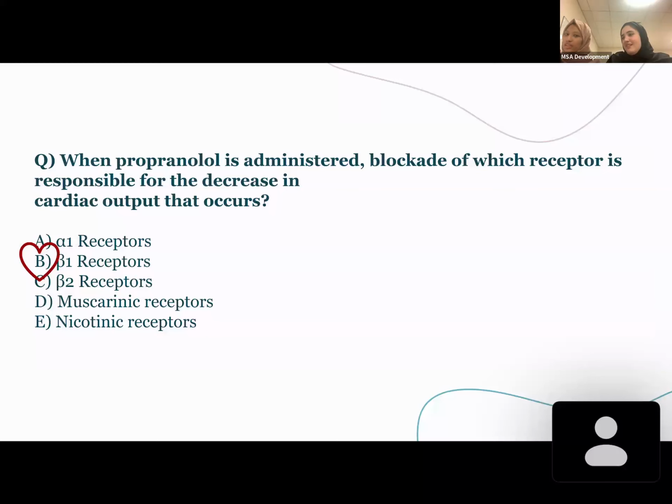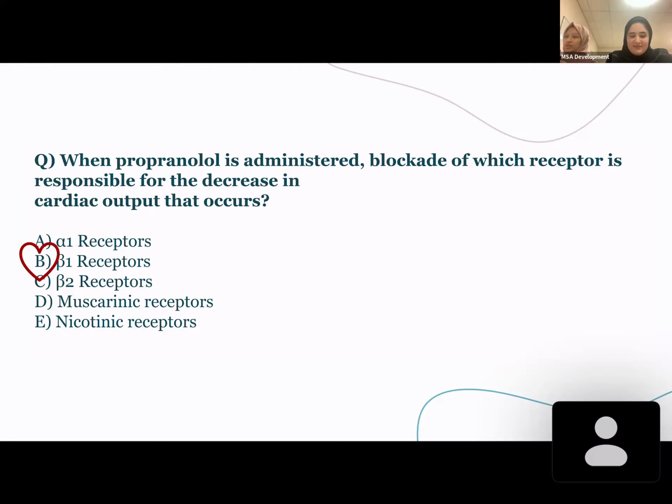again? B1 is for the heart, and if you're blocking it, it decreases the cardiac output. Alpha 1 is usually mainly for the blood vessels in the periphery. If you constrict it, it's not going to decrease cardiac output. Okay. Beta 2 is for the lungs.